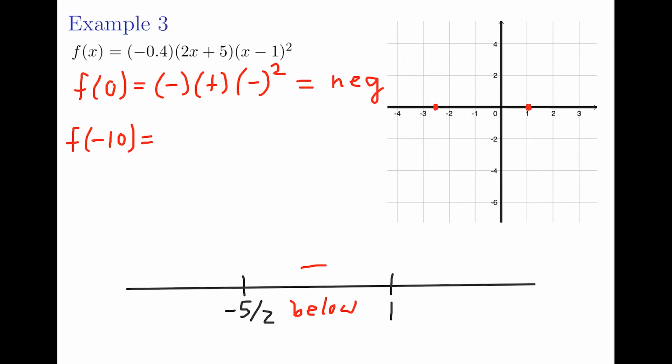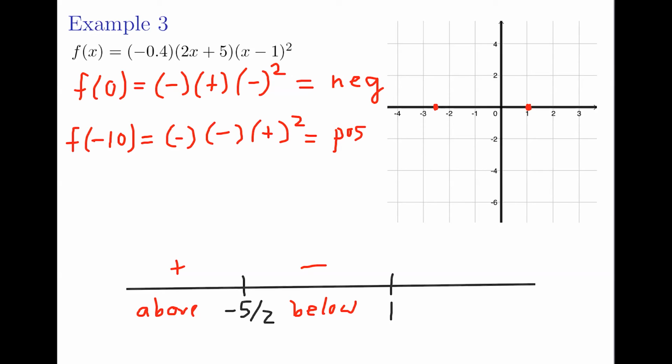What's f of negative 10? Again, you have this negative 0.4, and then you have 2 times negative 10 plus 5. That's going to be negative, whatever exactly it is. And then you have negative 10 minus 1, and you're squaring that. So what is this? It's a negative times a negative times a positive, so that's going to be positive. And that means that f of x is positive when x is less than negative 5/2, and that means that the graph of f of x is above the x-axis.